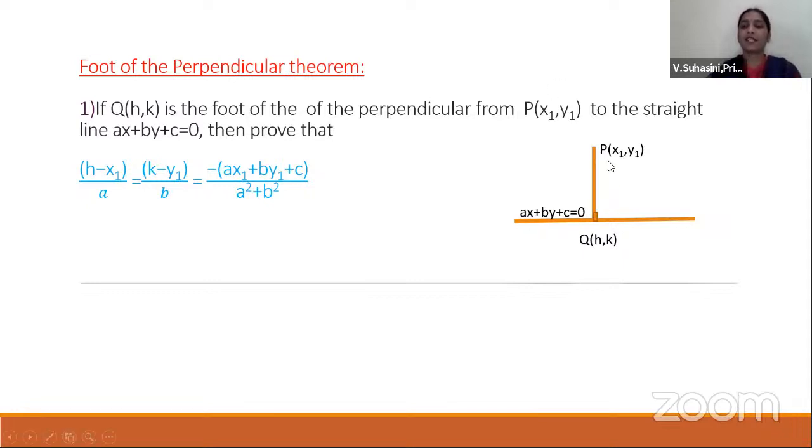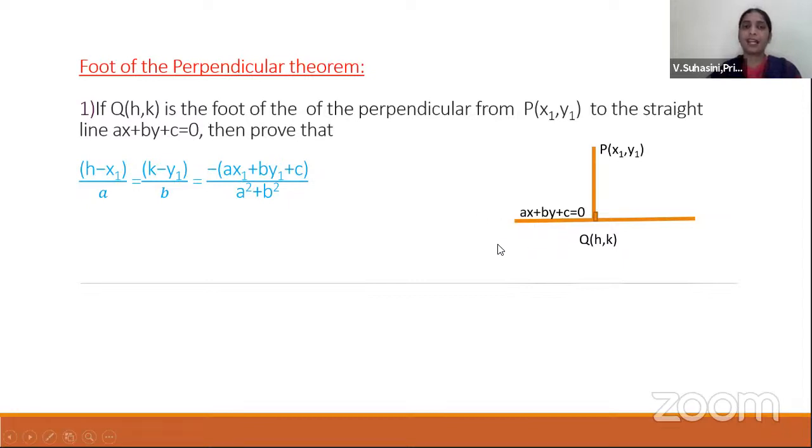Please look at the question. Look at the diagram carefully, dear children. P(x1, y1) is a point. And from P, what are we doing? We're drawing a perpendicular. Onto which line are we drawing the perpendicular? Onto the line ax plus by plus c equal to 0. So the perpendicular drawn from P meets the line at a point. Where is that point? Q(h, k). And then Q(h, k) is called the foot of the perpendicular of P onto the line ax plus by plus c equal to 0.